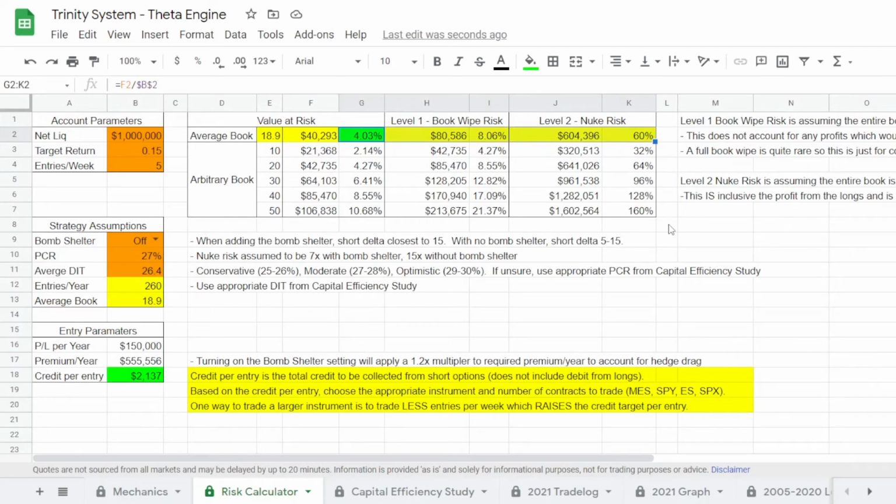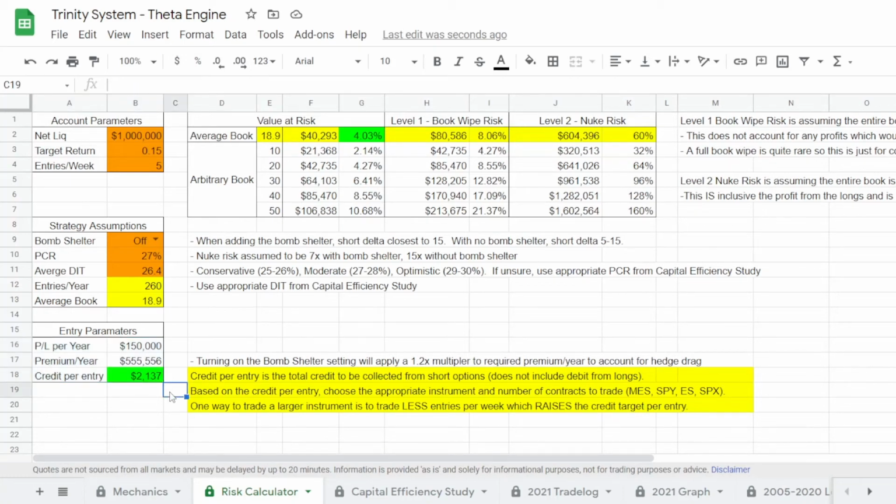So at 15% target, still 5 entries a week, same PCR, same average days in trade, same number of trades per year, book size is 18.9. But now, rather than $10,000, my PL per year target is $150,000. Premium sold required is $555,000, and then credit target per entry is now $2,000, right? So everything is the same sort of setup. It's just now scaled bigger.